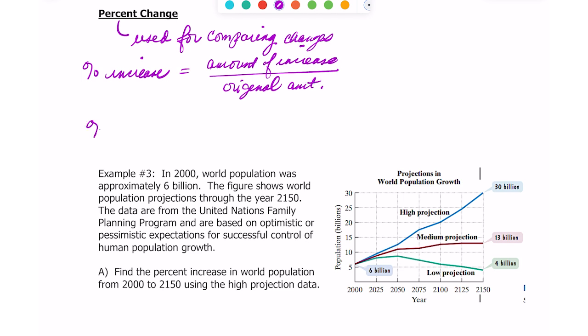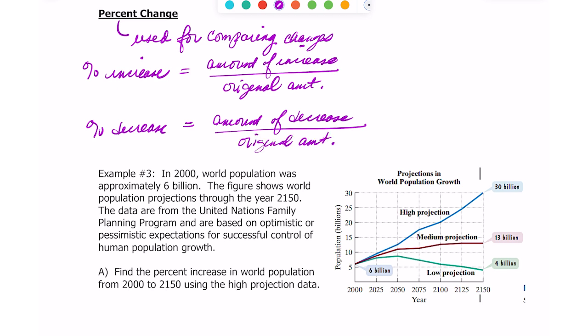And for percent decrease, it's the amount of decrease divided by, again, the original amount. So we're always dividing by the original. Let's take a look at how we would use this.